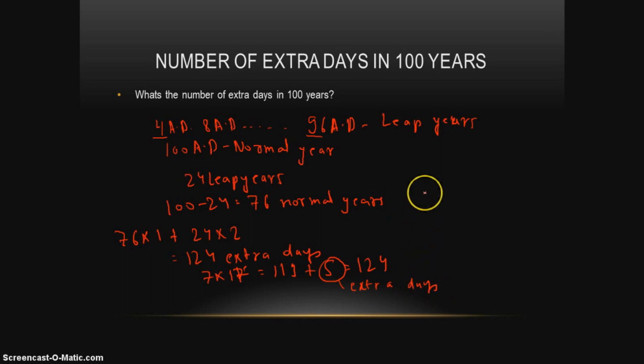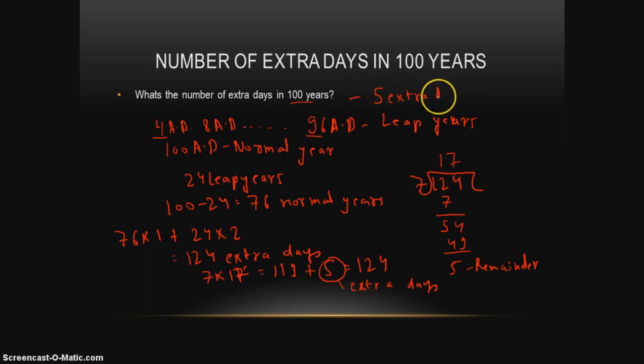A convenient way to find the extra days is just to divide this by 7 and look at the remainder. So 7 ones are 7, so I write 1, 7, 5, 4 copied, then 7 sevens are 49, 5 is my remainder. So that means in 100 years we have 5 extra days.